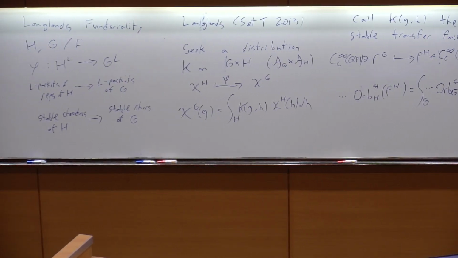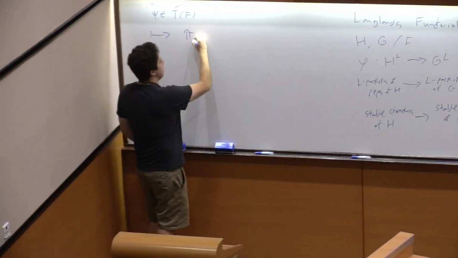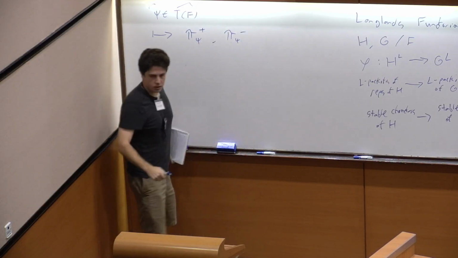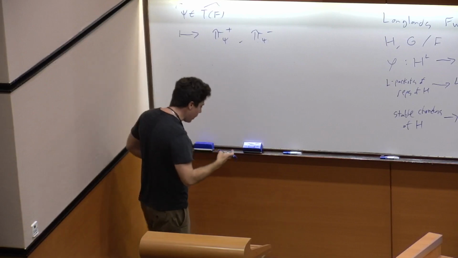In Gelfand-Graev's book, Generalized Functions Volume 6, you can see that what they're able to do is, to some character of this maximal torus, they can assign a pair of representations. Let's call them pi psi plus and pi psi minus. And these are going to be supercuspidal representations of SL2.